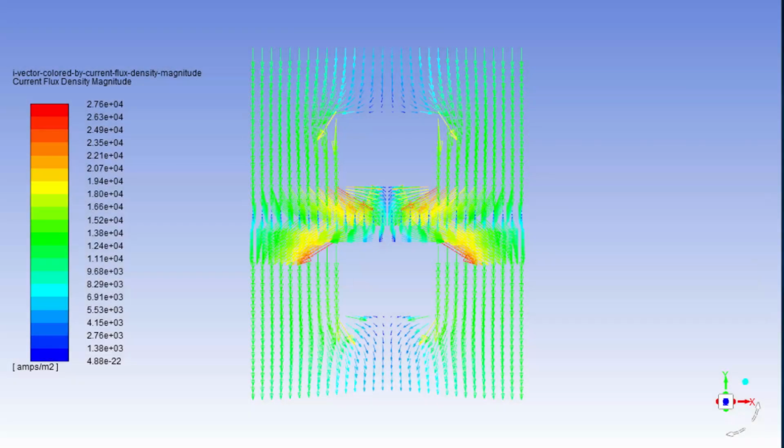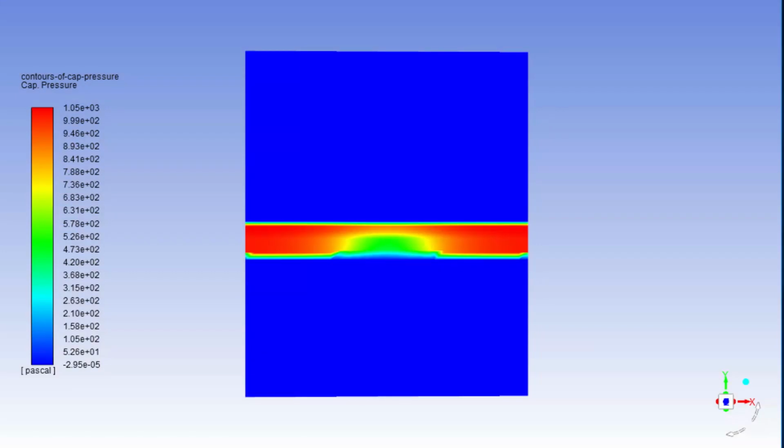To summarize the results of this simulation, I produced a number of plots. This plot describes the current flux density at a YZ plane located halfway along the length of the fuel cell. The vectors are colored according to their magnitude. At the same plane, I plotted a contour describing the capillary pressure. Note that the capillary pressure is continuous in the Y direction.